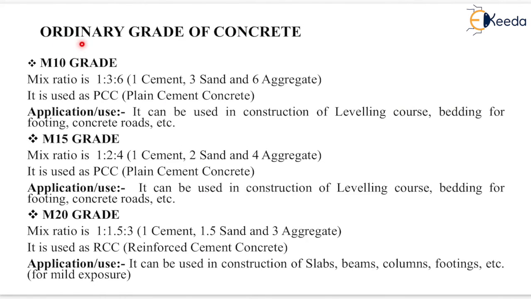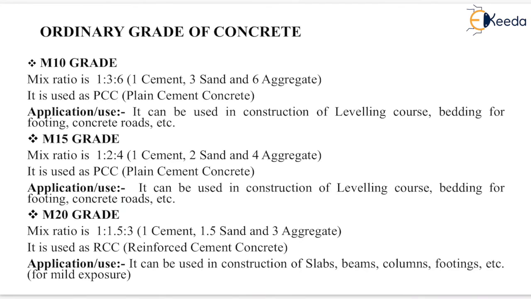Now the next concrete is the ordinary grade of concrete, in which M10, M15 and M20 grade concrete come. M10 has the proportion of 1:3:6, where 1 is cement, 3 is sand and 6 is aggregate. It is used as plain cement concrete. The application of M10 grade concrete is in construction of leveling course, bedding for footing, concrete roads, etc. M15 grade concrete mix ratio is given as 1:2:4. It is also known as PCC. The application of M15 grade concrete is in construction of leveling course, bedding for footing, concrete roads, etc.